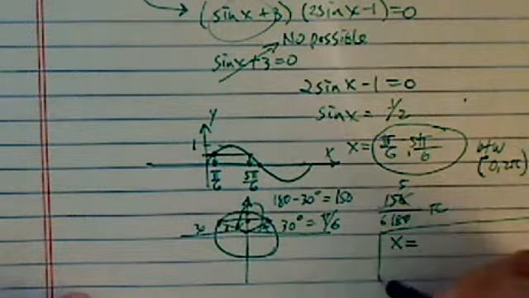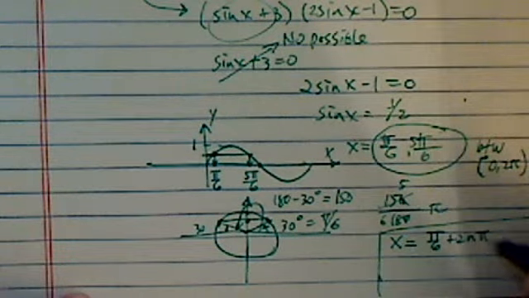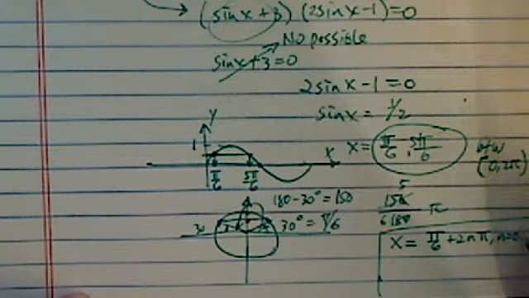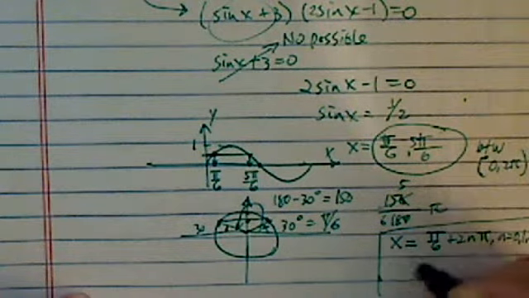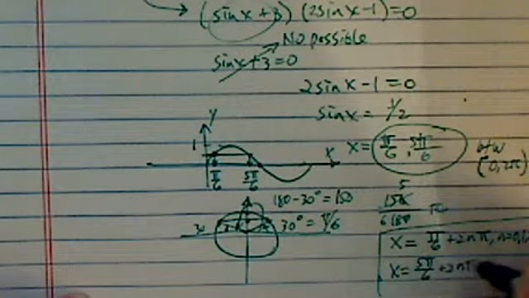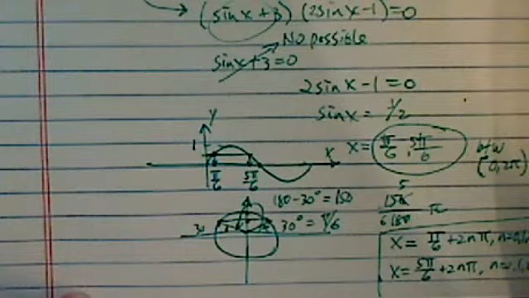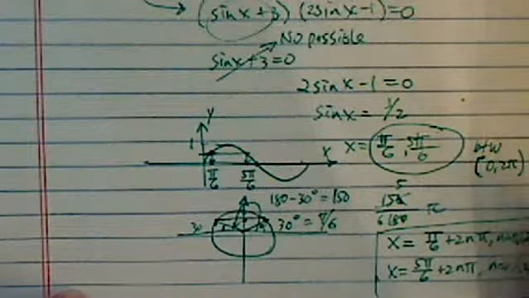0 to 2 pi, then x is equal to pi over 6 plus 2n pi, where n equals 0, 1, and so on and so forth, and x also equals 5 pi over 6 plus 2n pi, because it repeats. So here's the answer.